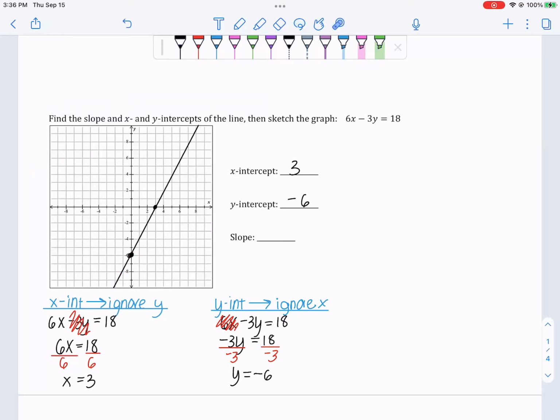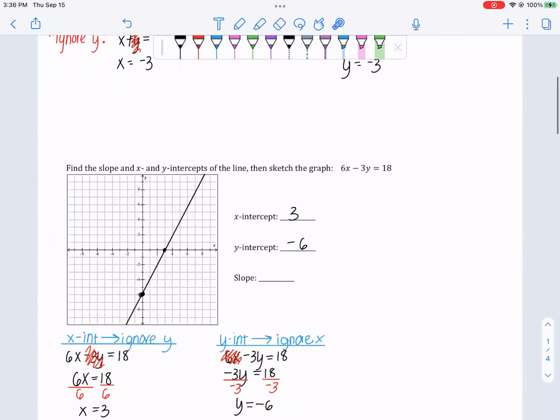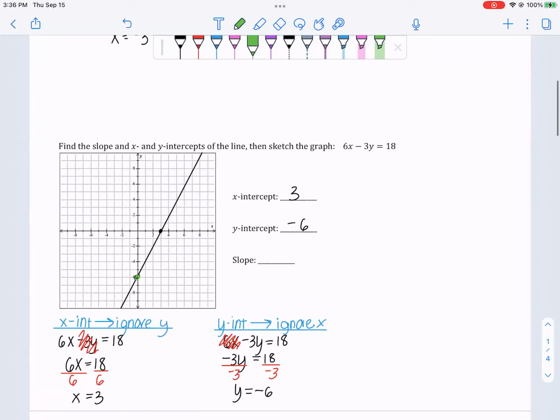Finding my slope, I'm starting with my leftmost point. I'll use green again. I'm starting with my leftmost point right here. I need to go up 6 units. So this is +6 because I'm going up. And then to the right 3 units. So my slope, rise over run, is 6 over 3. That simplifies down to 2.